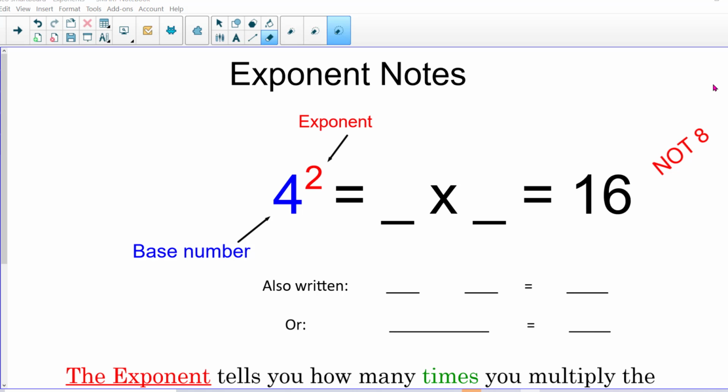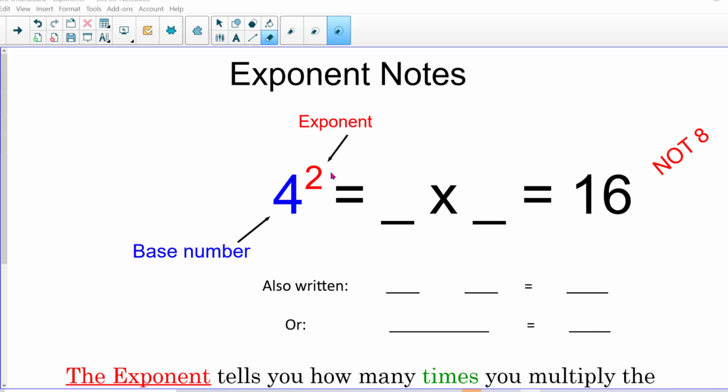Let's talk about exponents. The expression we have right here is read 4 to the second power. In math, we tend to find short ways to write things that would otherwise be written out in a long way. So here's the exponential form of 4 to the second power. This big number, the 4, is called the base number. Big base. The bigger number is the base number.